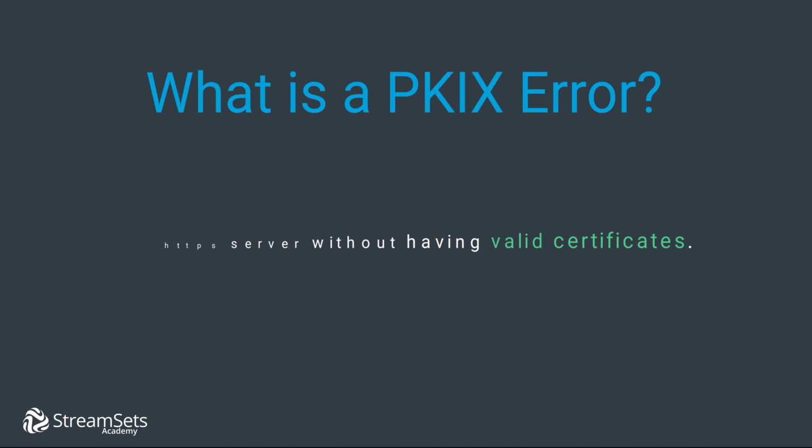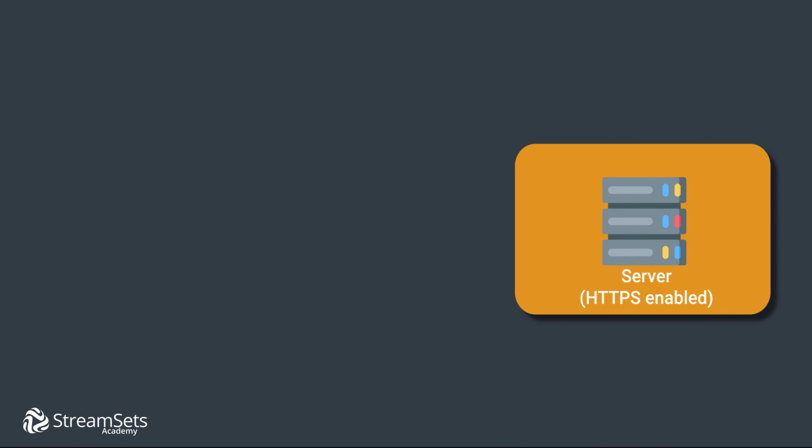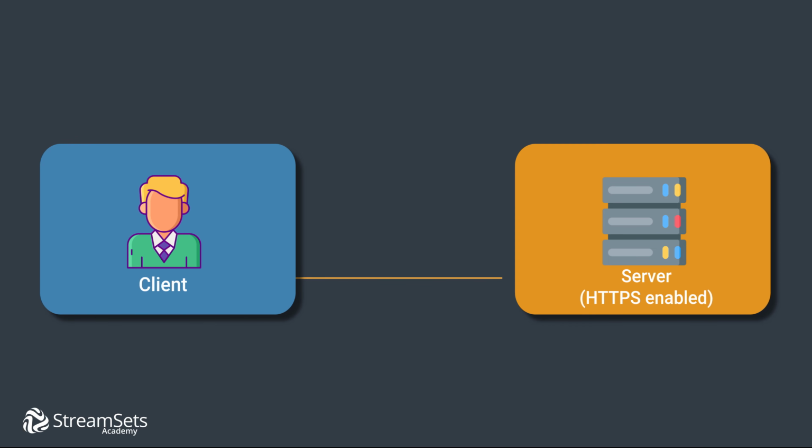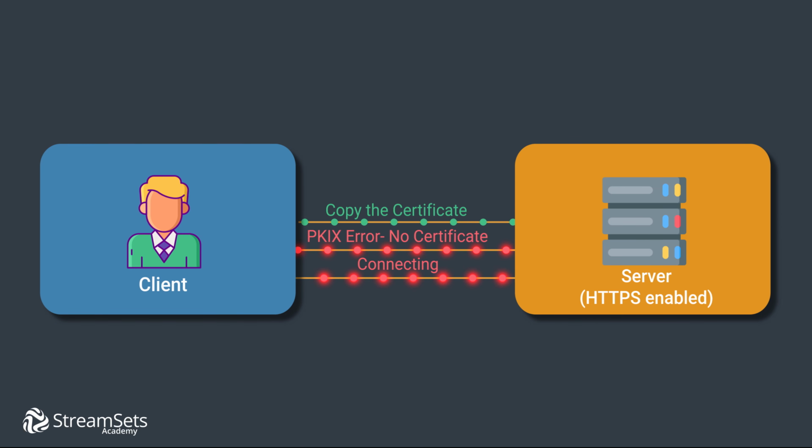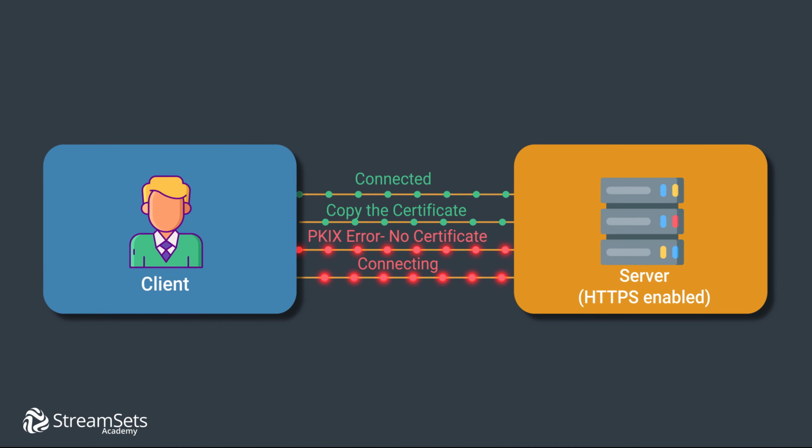Let's try to understand the situation with an example. Here you can see an HTTPS-enabled server and a client. When a client tries to connect to a server, it throws a PKIX error because there are no valid certificates on the client. We need to get the correct certificate from the server and install it to the client in order to establish a secure connection. If we have the correct certificate, our connection request will not end up with an error, and we will be able to connect to the server without any errors.